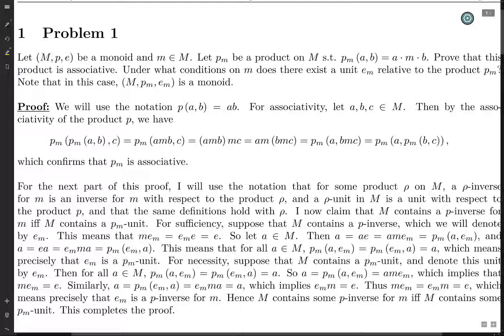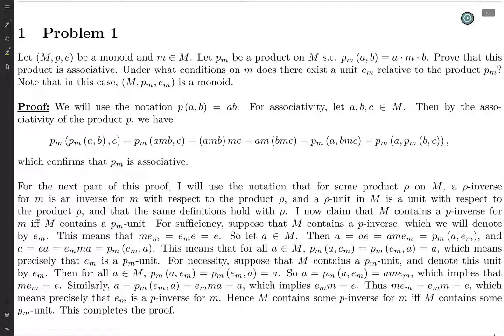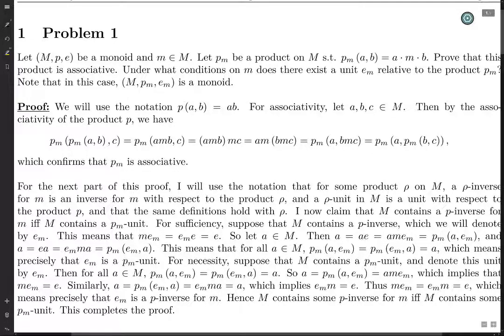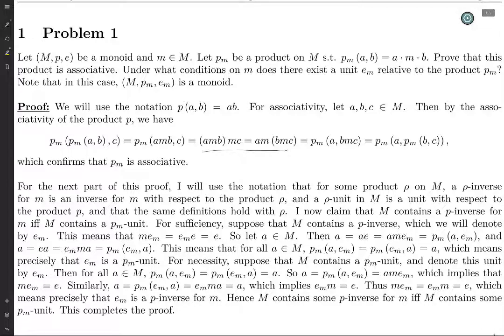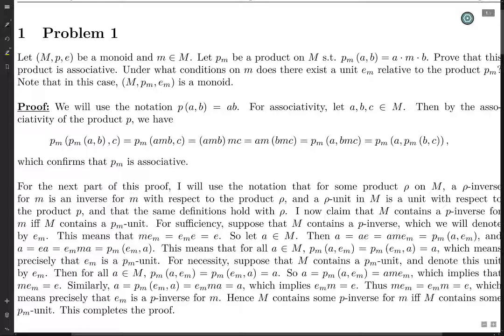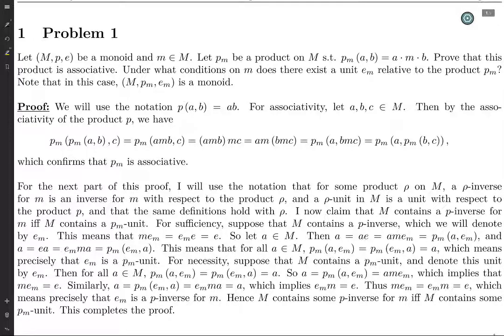Now, this does look a little weird because instead of the normal way that you use associativity, we're actually writing it out in terms of PM of, and then writing out the two arguments. So it looks a little weird, but you can just convince yourself that this is just what associativity means. So this thing is associative.